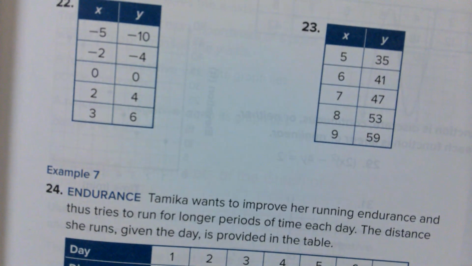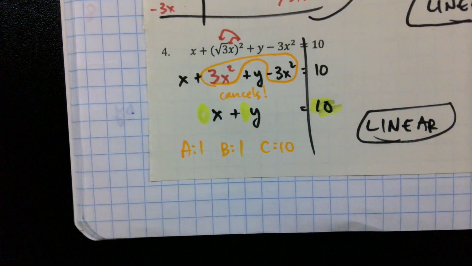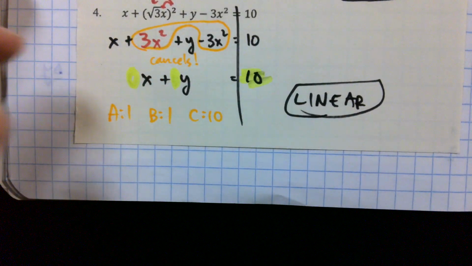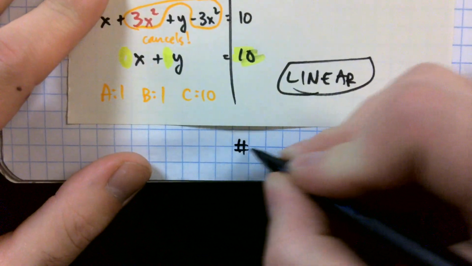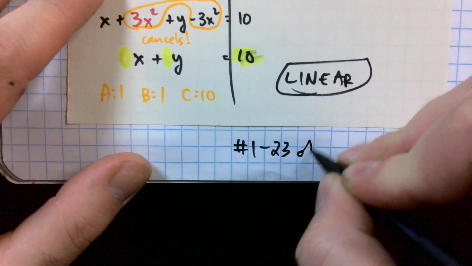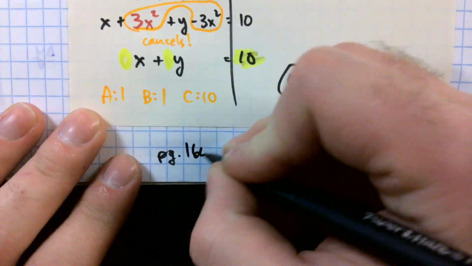That should be good. All right. What numbers do we have to do? What did I say it was? 1 to 23 odd. Perfect. Page, what was it? 164. You have great memory.